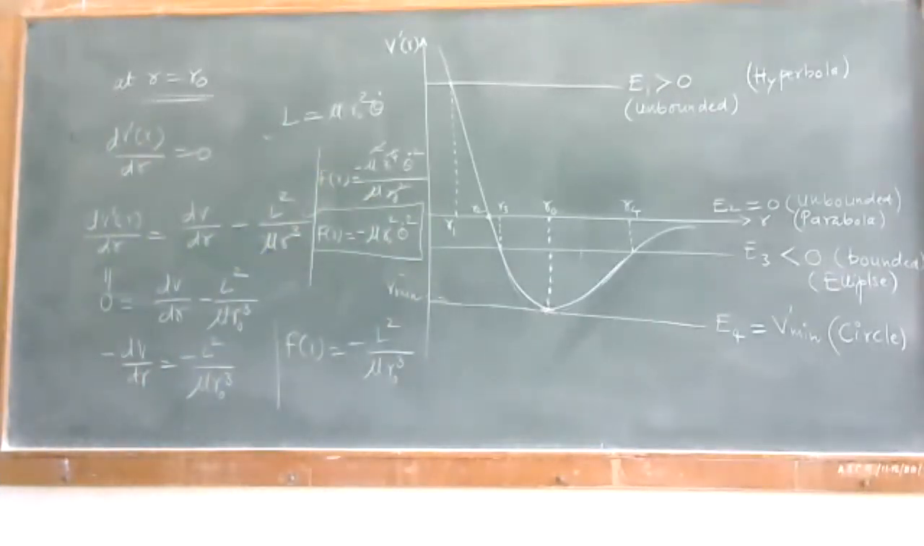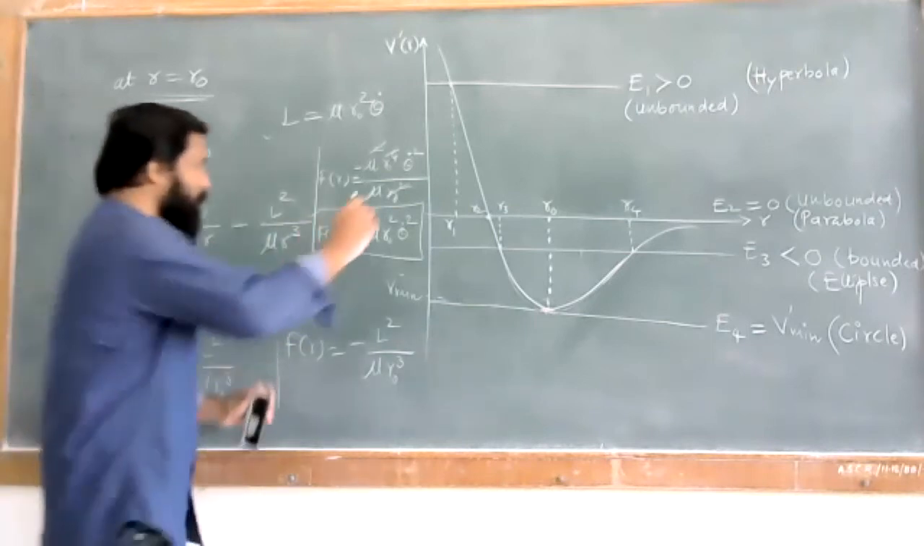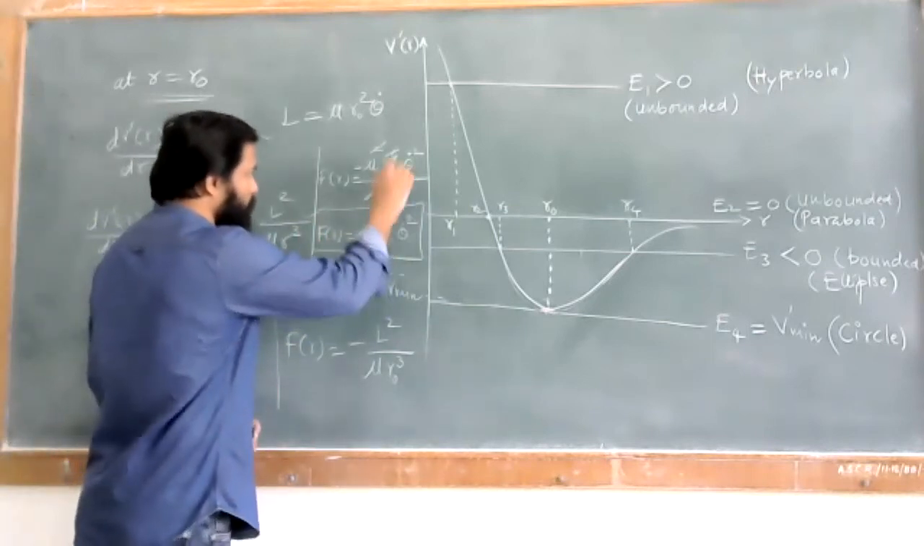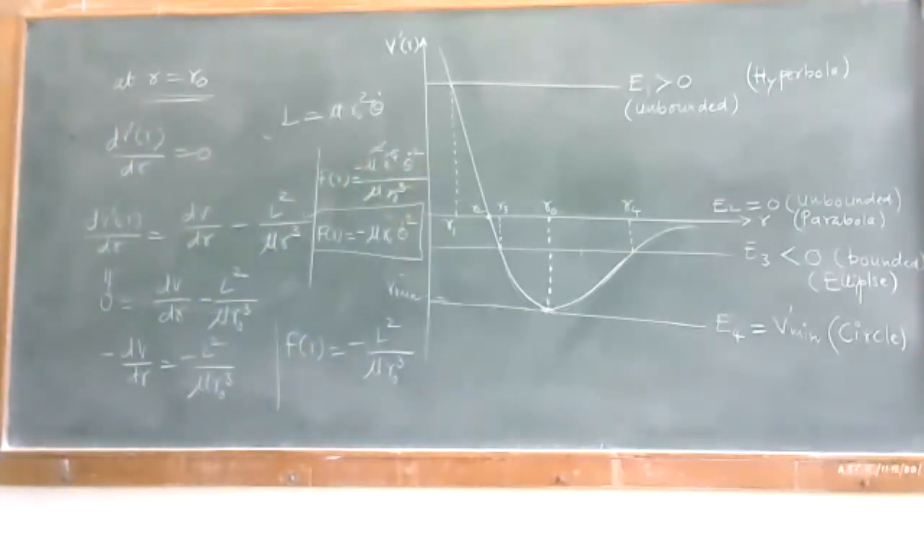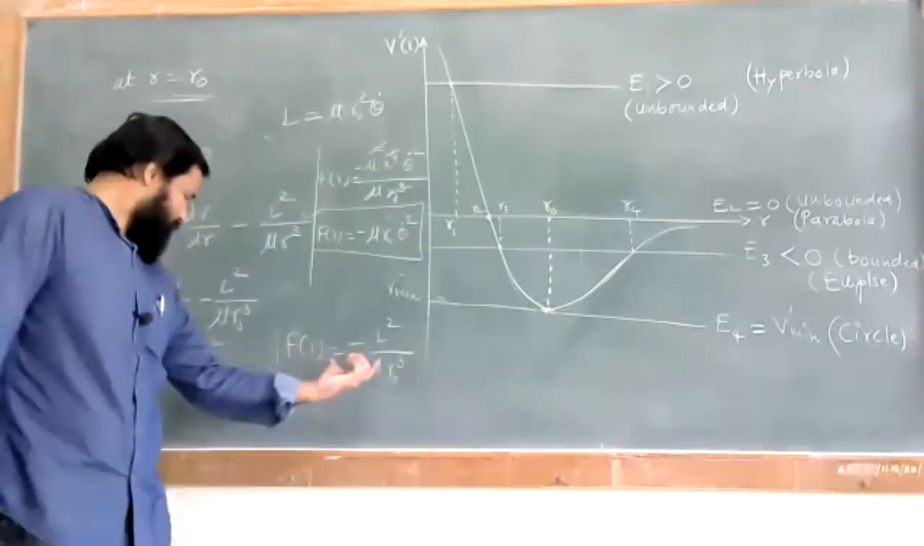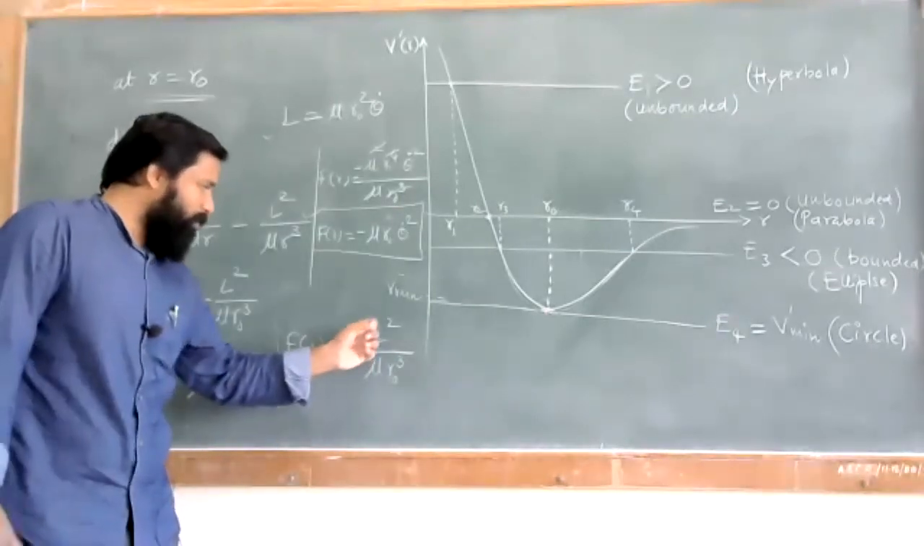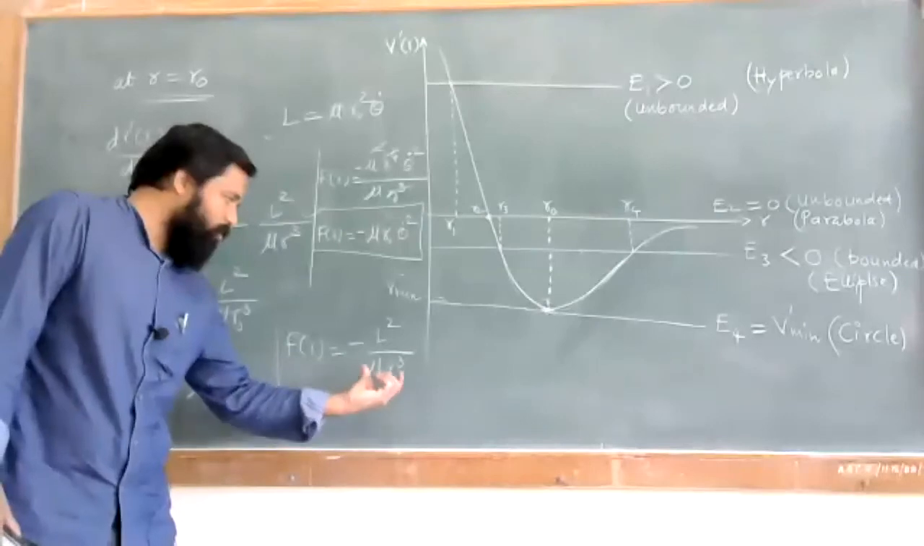Your central force f of r is equal to mu into r naught square into theta naught square, not square. Look at this point. This is cube, so this is only r. So you can have that f of r is equal to mu r naught theta naught square. So this is equal to the centripetal force that is required. What is this? f of r is equal to L square upon m r naught cube or r cube.